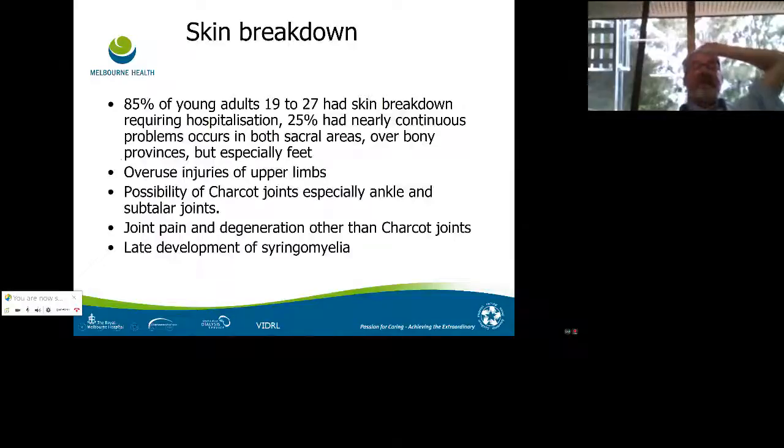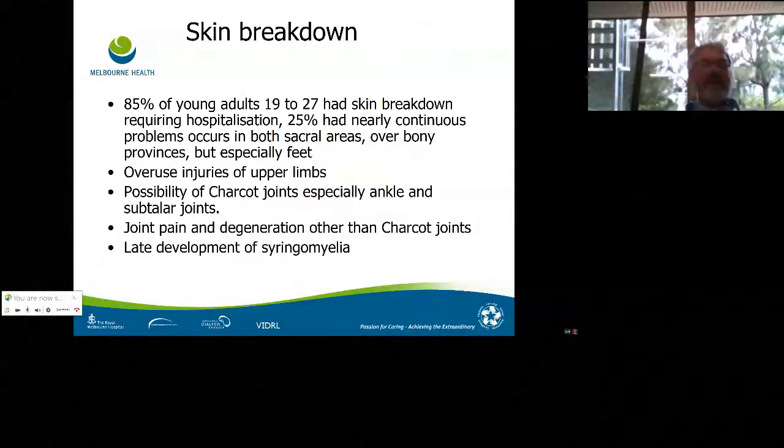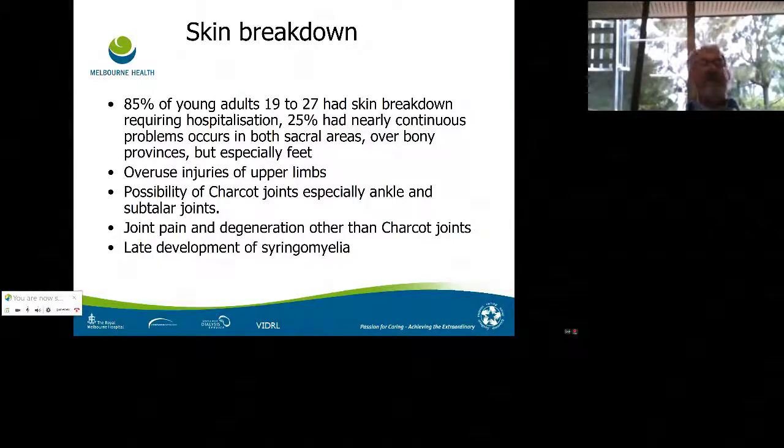Skin breakdown is a major issue with rehospitalisation, sacral areas, bony prominences, especially over the feet, especially if there are foot abnormalities associated with Charcot joints, especially ankle and subtalar joints.